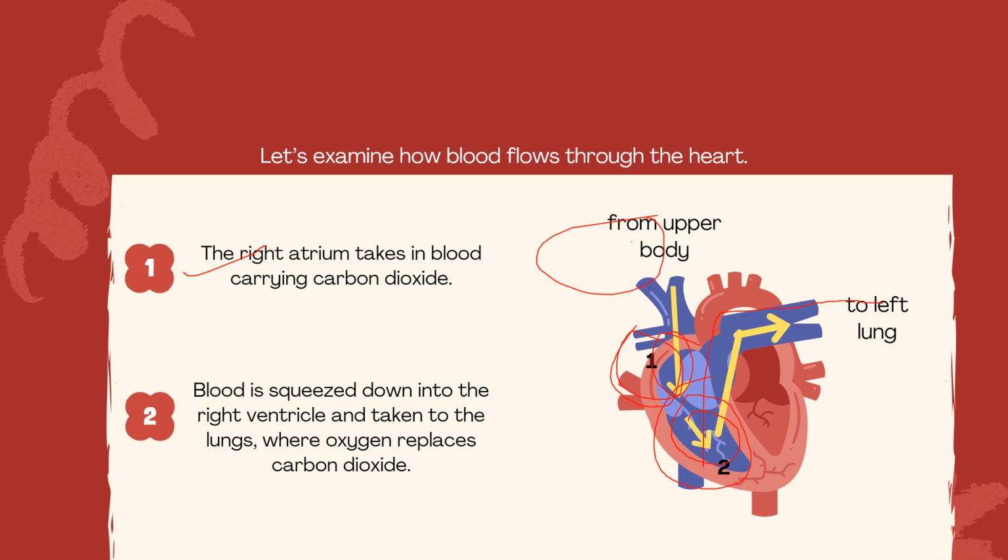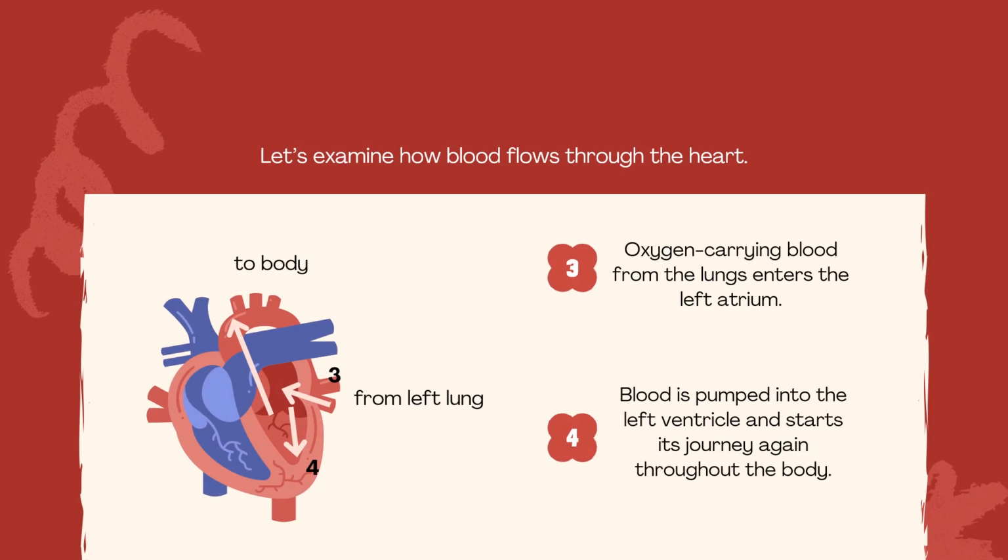First of all, the right atrium takes the blood which has the carbon dioxide, it goes to the right ventricle, and from there it goes to the lungs, where the carbon dioxide is replaced by oxygen. Okay, next.